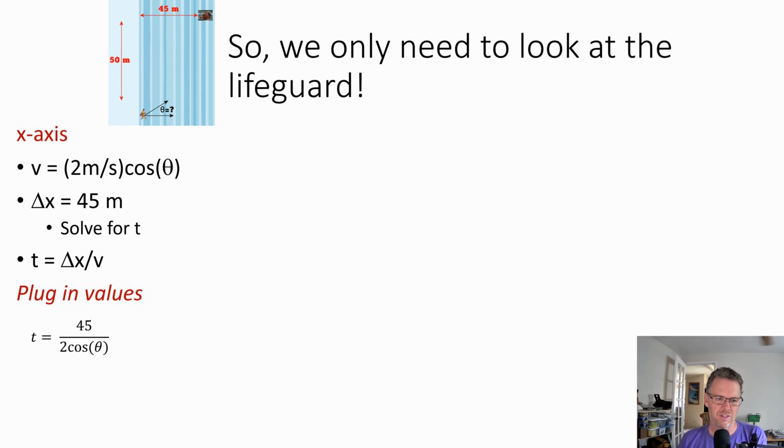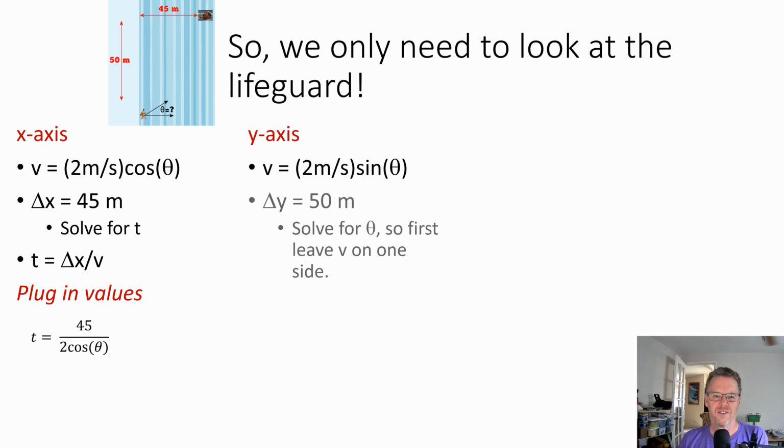We got 2 unknowns though, right? So let's go over to the y-axis. In the y-axis, my velocity is 2 meters per second times the sine of theta, because it's opposite, right? So then we're going to say, how far do we need to swim? 50 meters. Remember, we're saying the kid's not moving. The kid in the river is just bobbing down the river. So we're looking to solve for theta. In the end, that's our question. So let's leave velocity all by itself on one side of our equation. Velocity is delta y over t. We plug in our values. We get 2 sine theta is 50 over t.